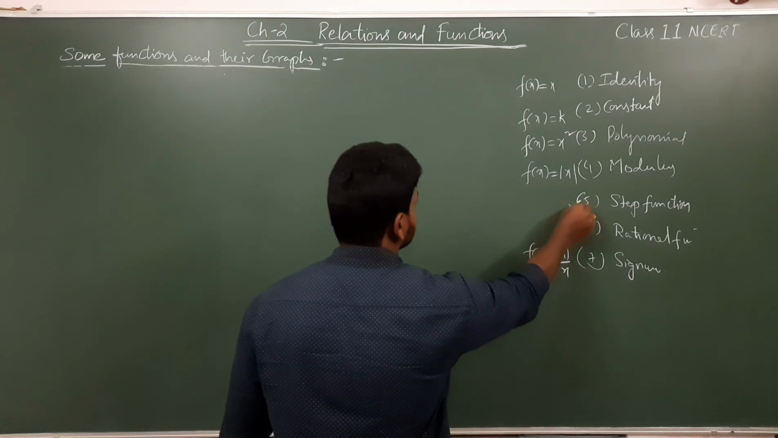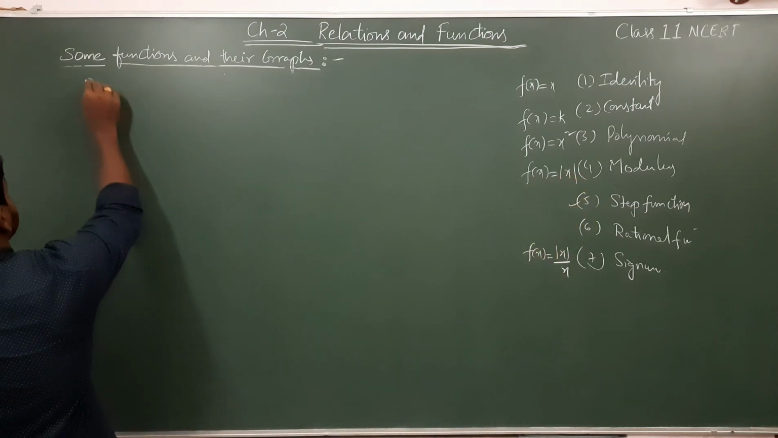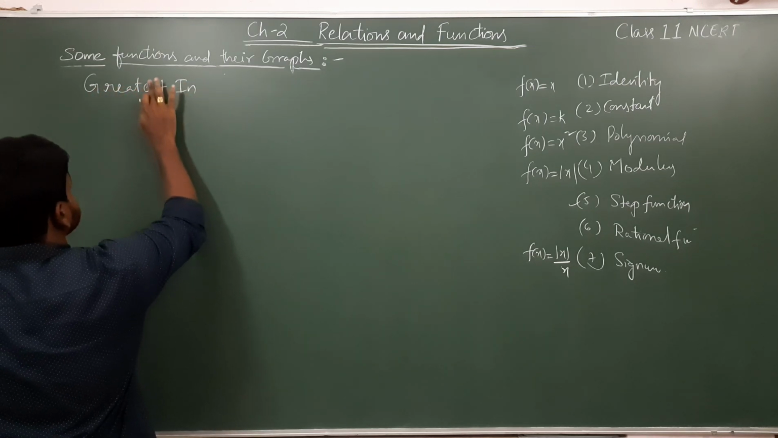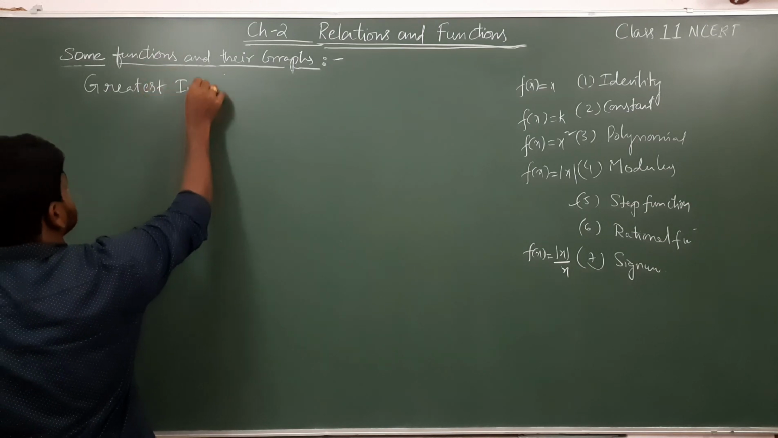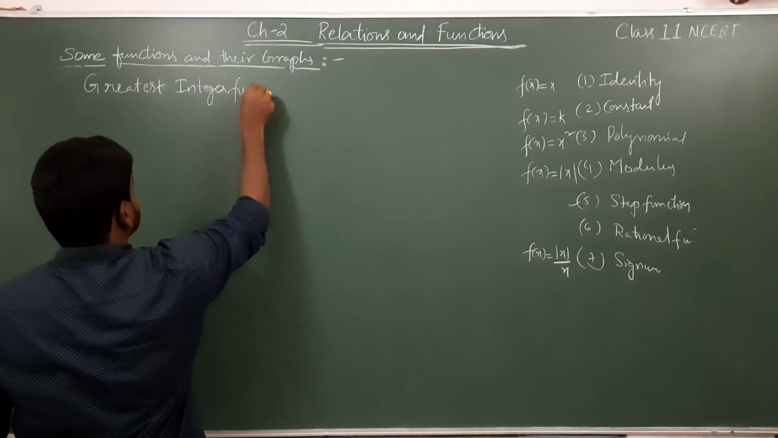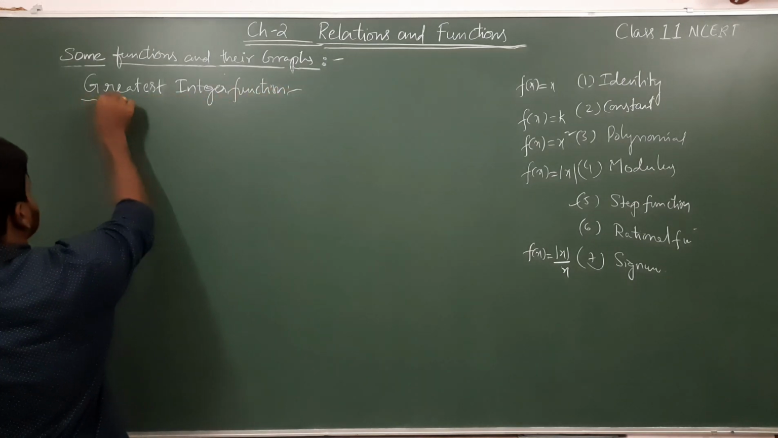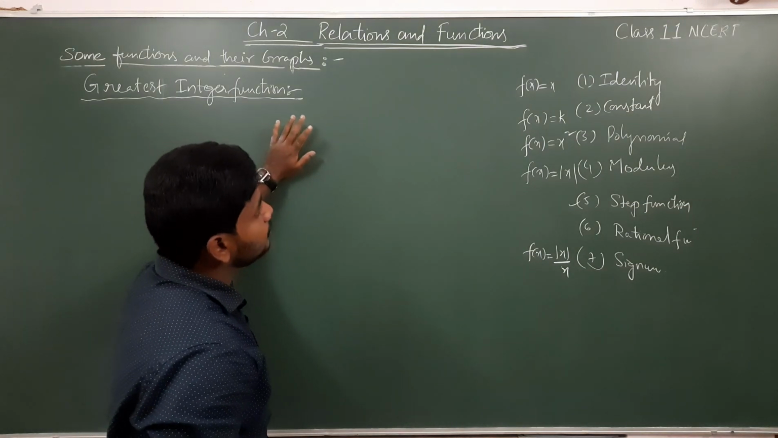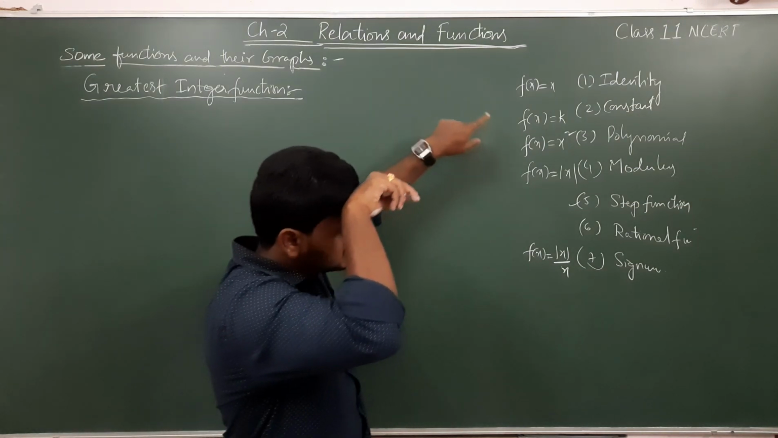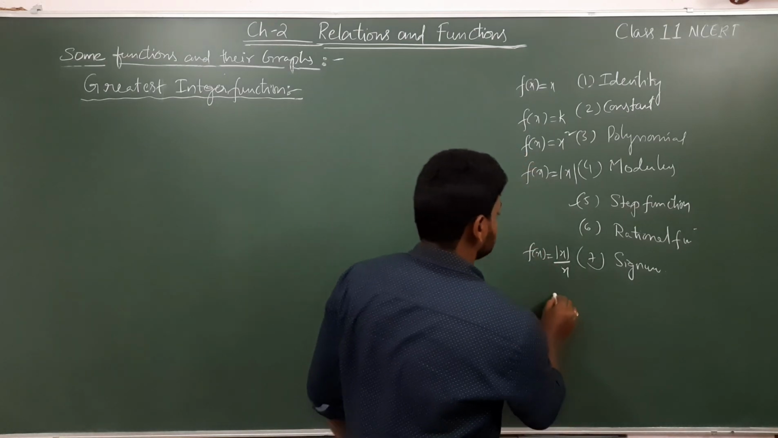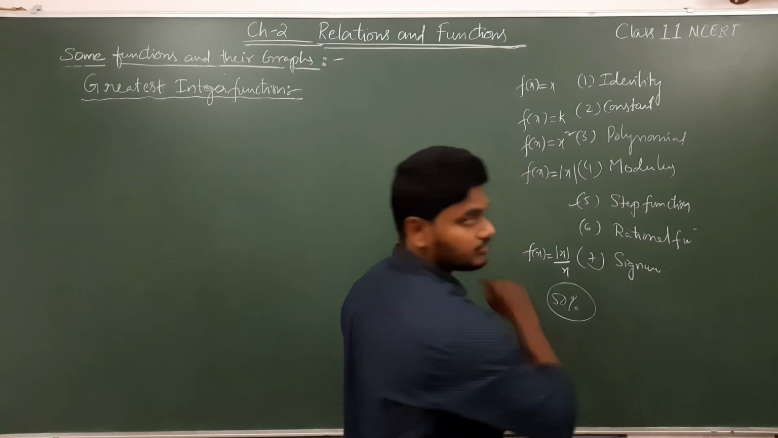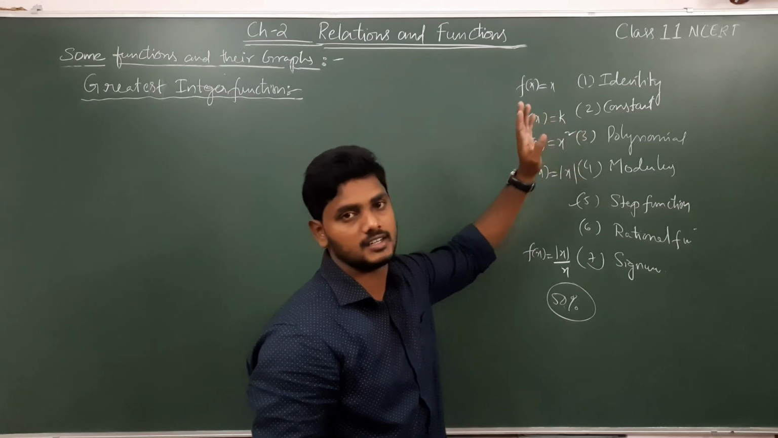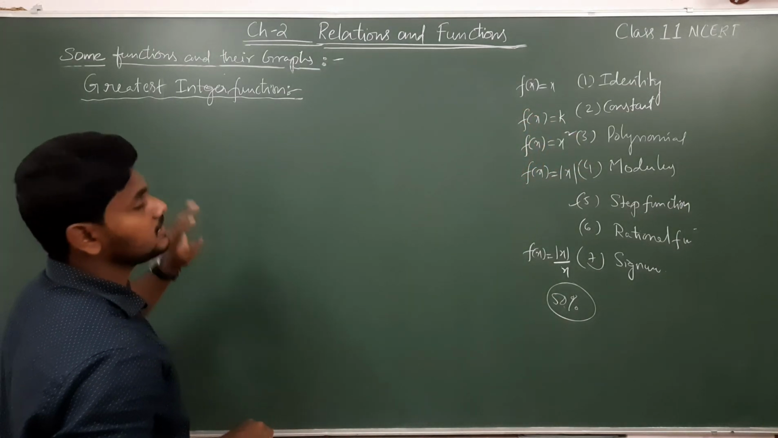Now we will discuss the step function, which is nothing but the greatest integer function. When it comes to the greatest integer function, this statement is very important. Out of 100%, 50% they may ask this graph. In the remaining 50% they may consider any other. So greatest integer function is very important.